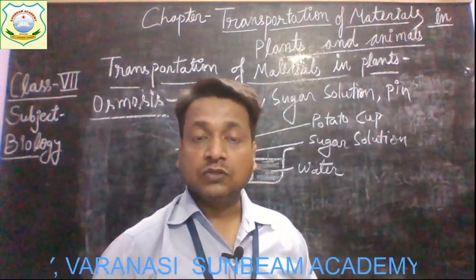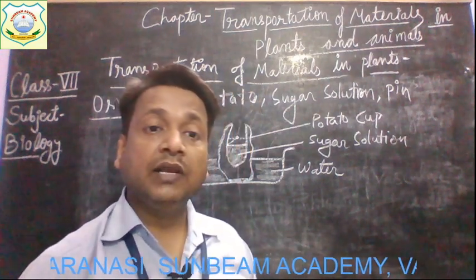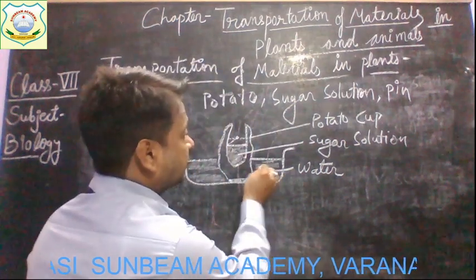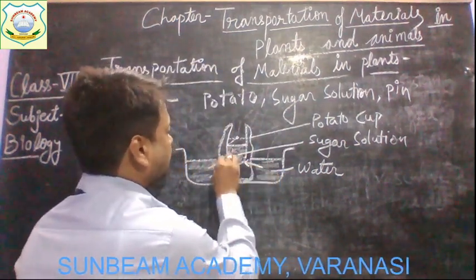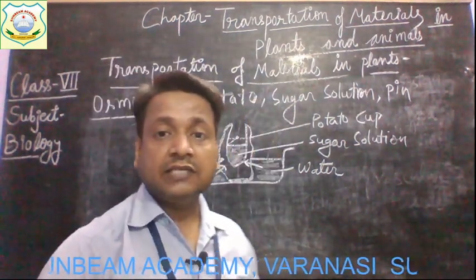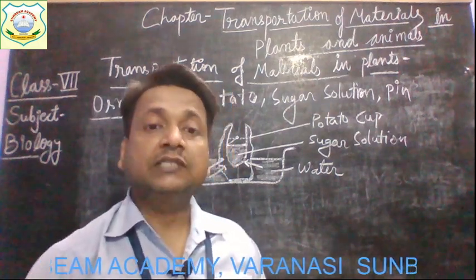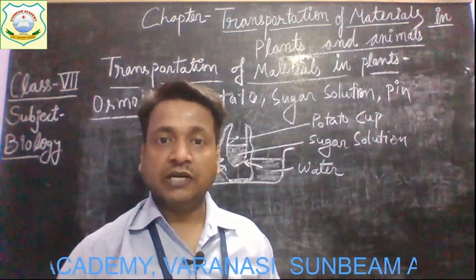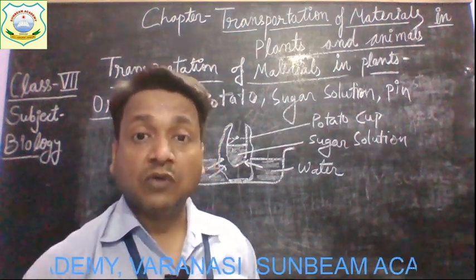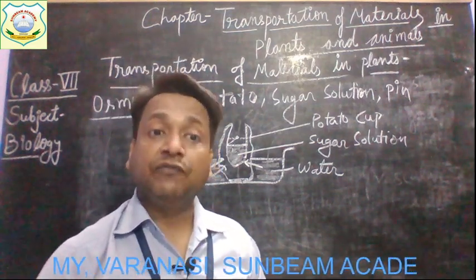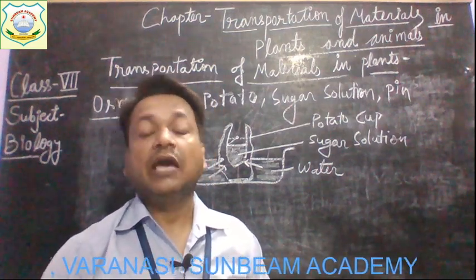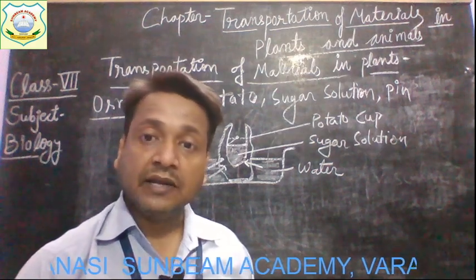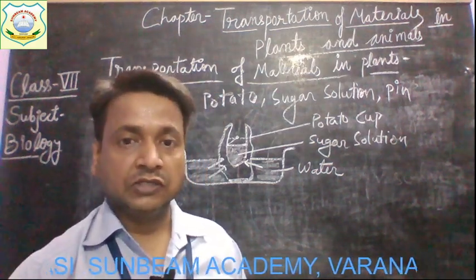Okay. So how does this level of sugar solution rise up? How does this water enter it? That is why the level rises. So the water enters it by the process of osmosis. Okay, children. So you can say that osmosis is the process of diffusion of water molecules across the semi-permeable membrane from a higher to a lower concentration.